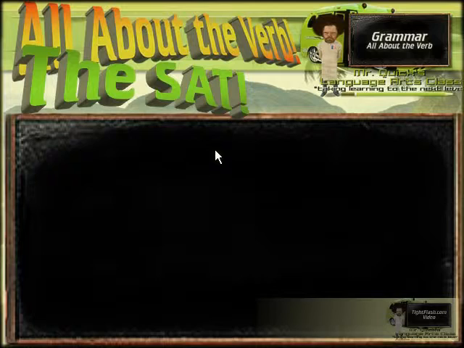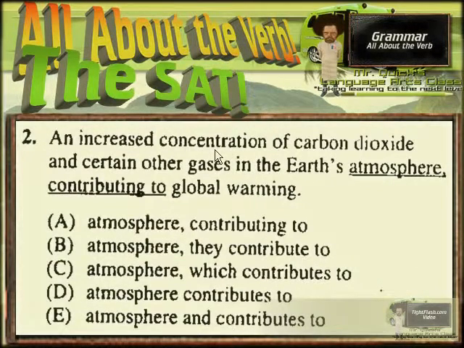Let's kind of put this in a little bit of perspective here. Let's look at a sad sentence here. An increased concentration of carbon dioxide and certain other gases in the Earth's atmosphere contributing to global warming. Okay, so we said a whole lot, but let's look at this sentence a little closer here. And first off, does this sentence have a subject-verb relationship? Let's look at it a little closer. An increased concentration of carbon dioxide. Okay. And certain other gases in the Earth's atmosphere. Okay. Contributing to global warming.